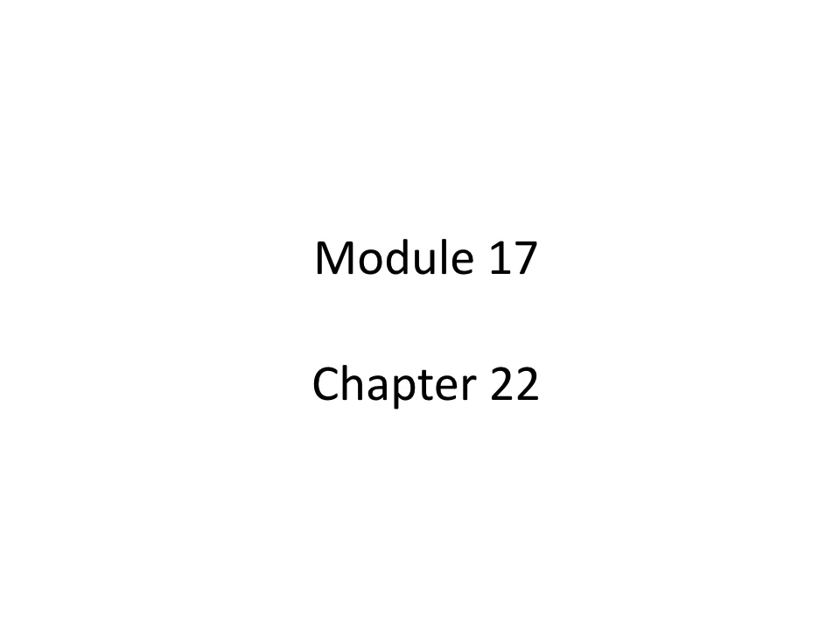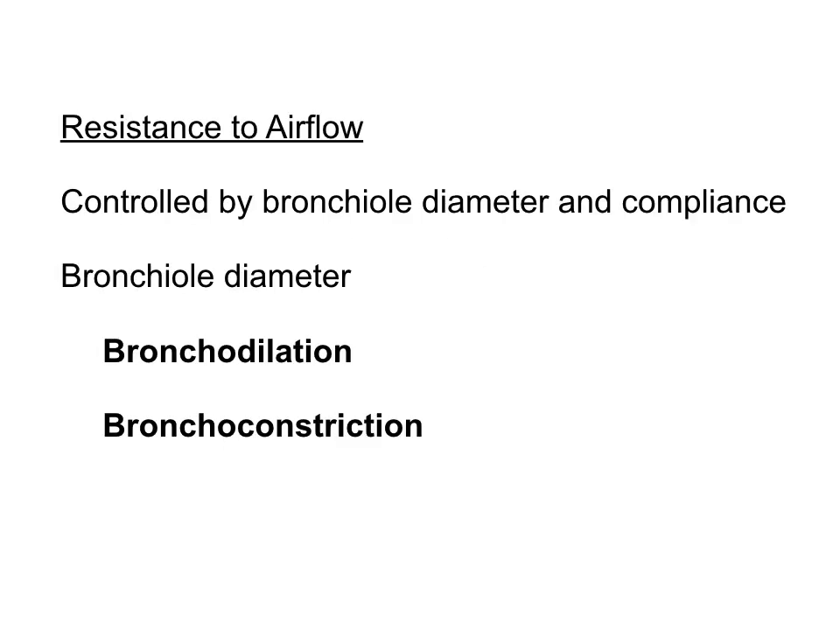Module 17, Chapter 22. Now there is some resistance to airflow during inspiration and expiration. This resistance is going to be controlled by bronchial diameter and by pulmonary compliance. Now recall from both your respiratory lab and in the previous module that your bronchioles are muscular airways. So they do have smooth muscle in their wall, meaning they're capable of contracting and relaxing.